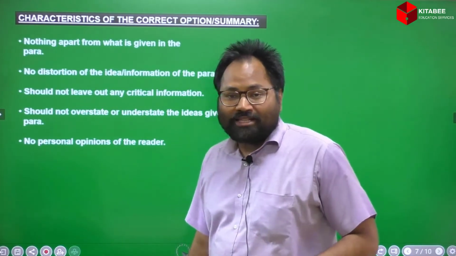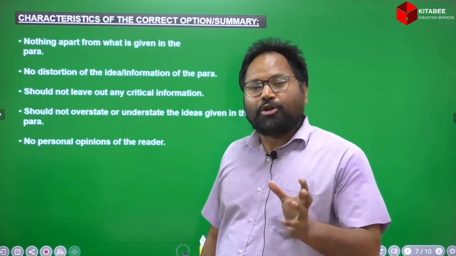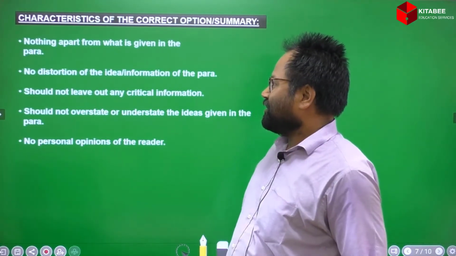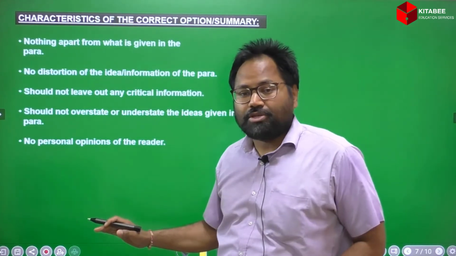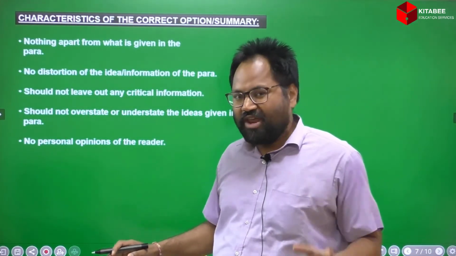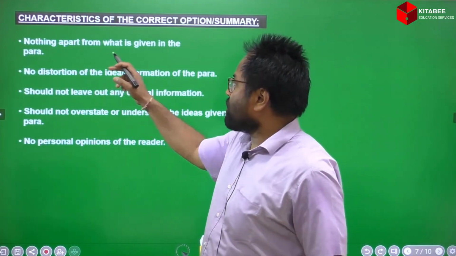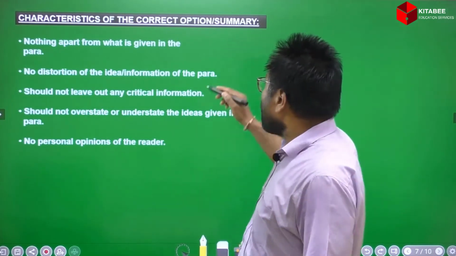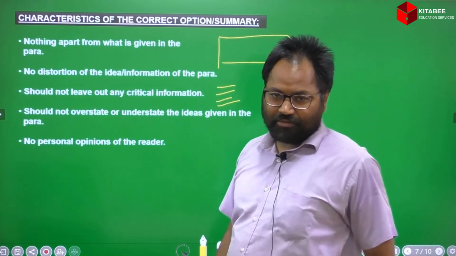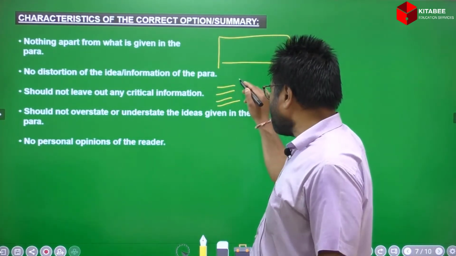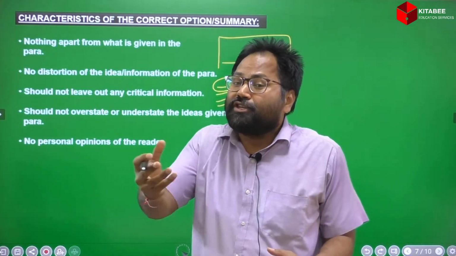Okay, now let's understand more characteristics of the correct option or correct summary. Nothing apart from what is given in the paragraph. Now, this information is very, very important when you choose the best option. You have read the paragraph, and now you have come to the options. What do you have to check? Any option should not have anything extra that is not given in the paragraph.